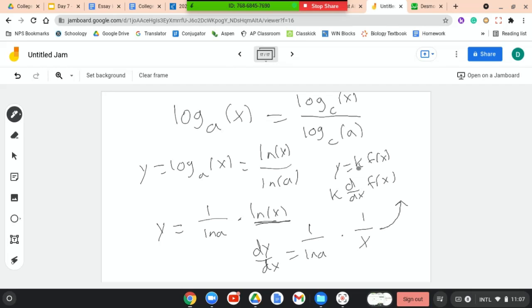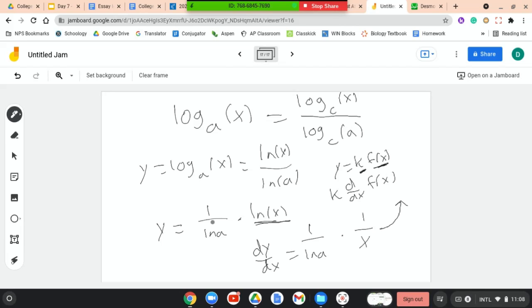Okay. You can also think of it as the product rule, right? It's this times this. So we're going to get this number times the derivative of this, plus the derivative of this times this. But the derivative of a constant is 0, right? Okay. So the only thing the product rule leaves us with is this times the derivative of this.